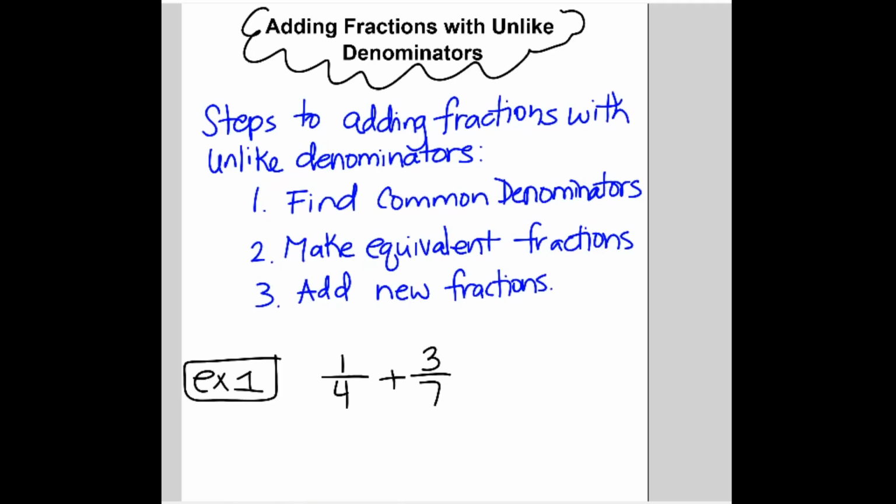All right, super friends, we are going to be adding fractions with unlike denominators. What that means is that the denominators will not be the same number. We have to make equivalent fractions and then add them. So in order for us to do that, we have 3 steps. It's the same 3 steps every time. It'll be the same 3 steps when we subtract in our next lesson.